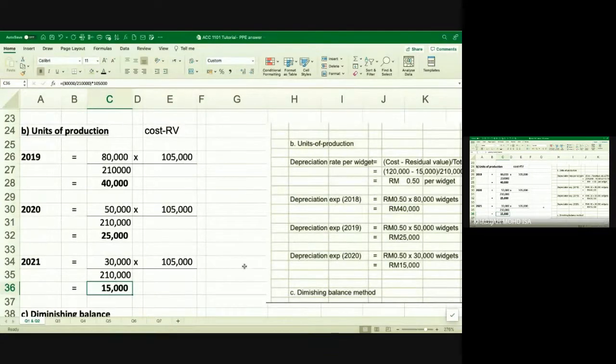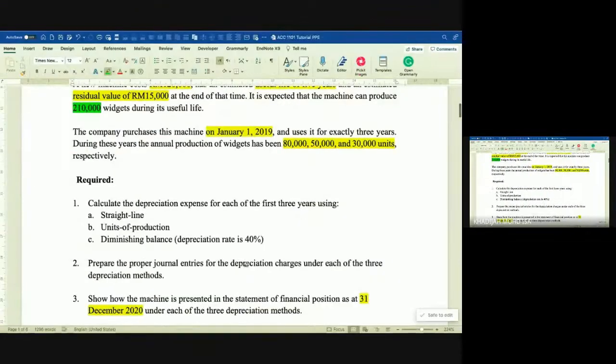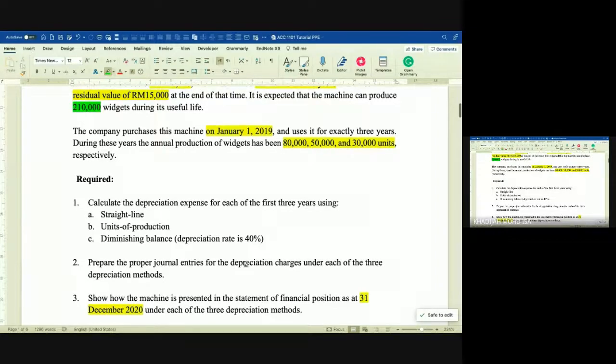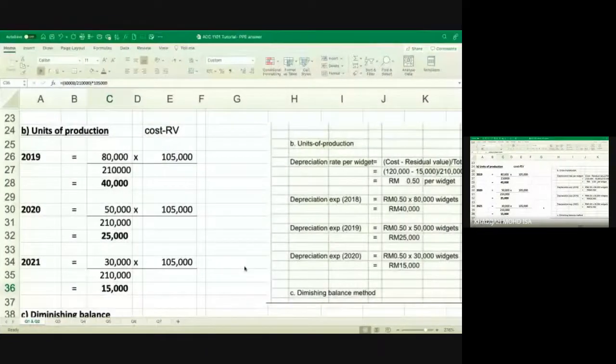All right. The third one asks for a diminishing balance. So what is diminishing balance? It means you have to compute the depreciation based on your book value, not based on the cost, but based on the book value, or what I call net book value. Diminishing balance is the NBV method. So how do you do that?